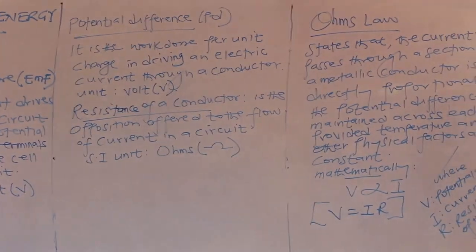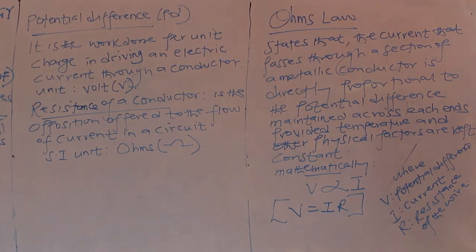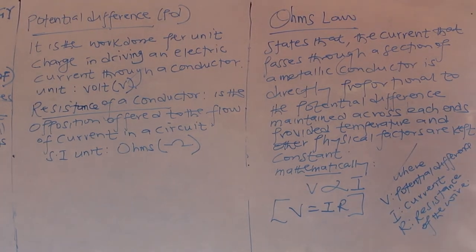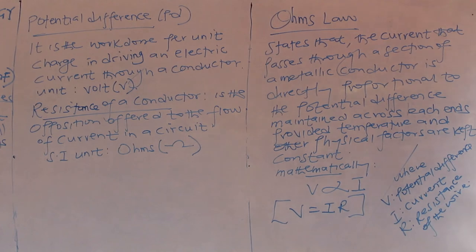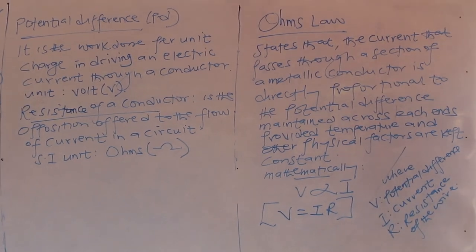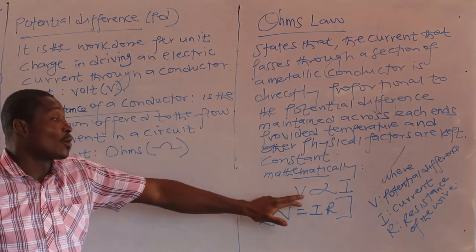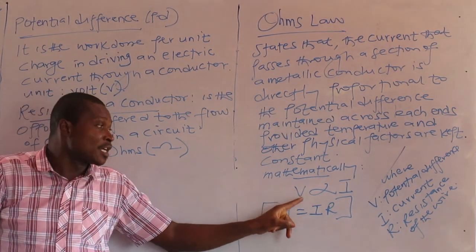Now, Ohm's Law. Ohm's Law states that the current that flows through a section of a metallic conductor is directly proportional to the potential difference maintained across its ends, provided temperature, pressure, and other physical factors are kept constant. So the current which flows through a wire is directly proportional to the PD. What is directly proportional? When I increase, you increase. That's direct. I decrease, you decrease. So mathematically, there is Ohm's Law. That's all. So state Ohm's Law.